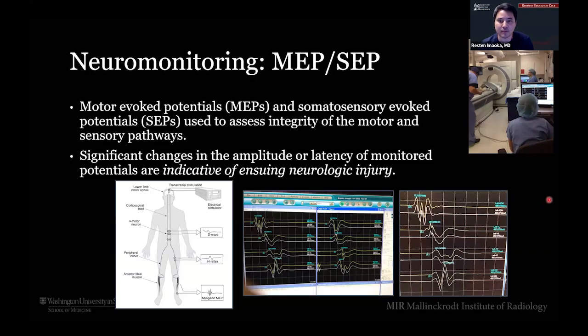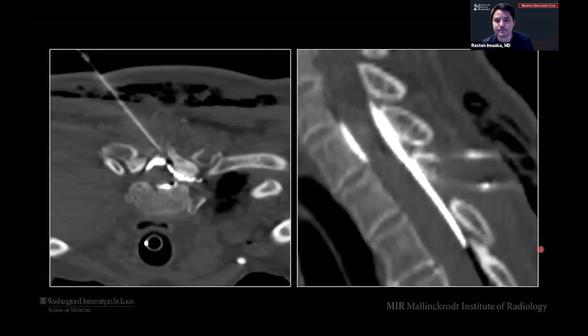The neuromonitoring, motor and somatosensory evoked potentials, again, I mentioned, right? You stimulate the brain, you measure contractions down at whatever muscles you're checking, or you stimulate the muscles and you see how far the somatosensory signal is going back and forth, right? And so you're looking at these waveforms throughout. Any changes in the delay or the strength of it is going to be something bad, and you're going to want to back off from what you're doing.